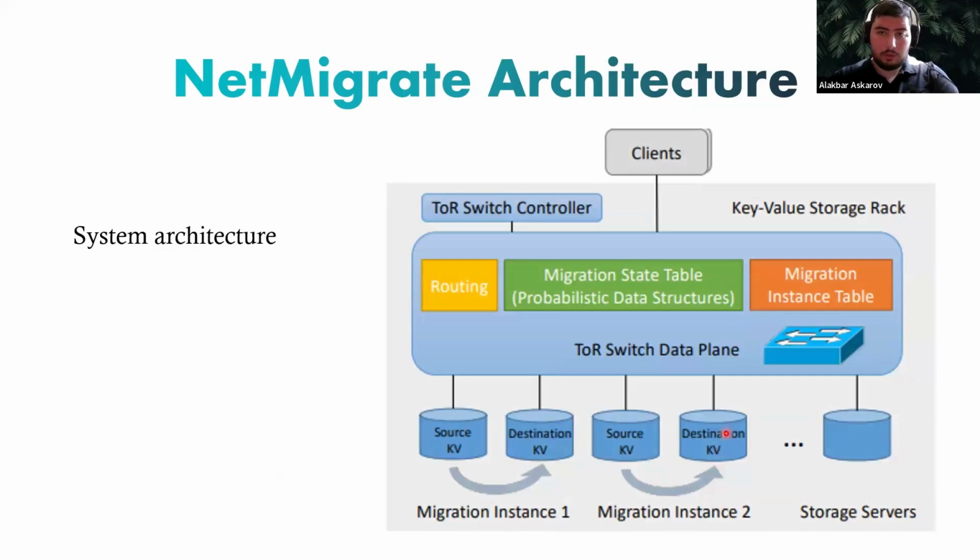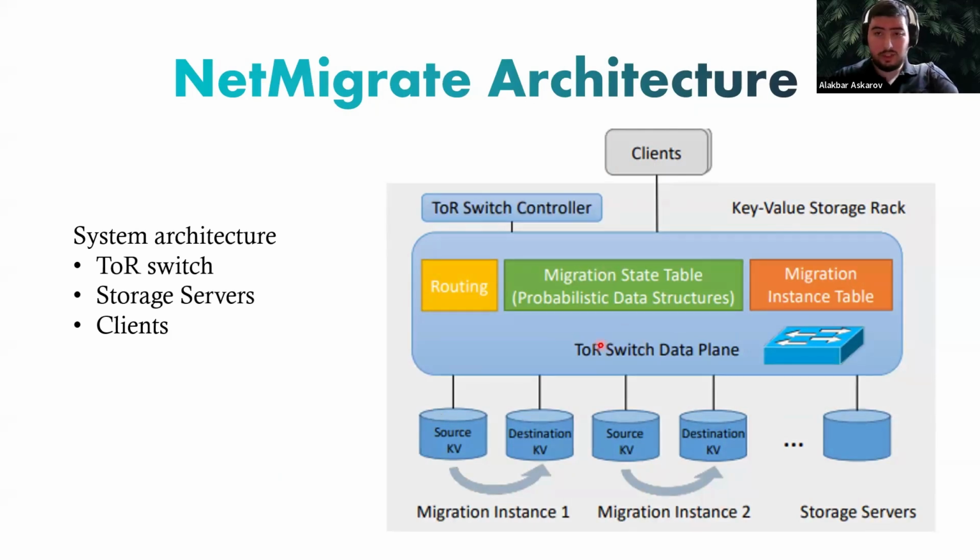So a little bit about the architecture. In the architecture, we have the clients, the switch, and the storage services. How it works: the client sends requests to the switch. The switch decides where the requests go, to the source or destination.